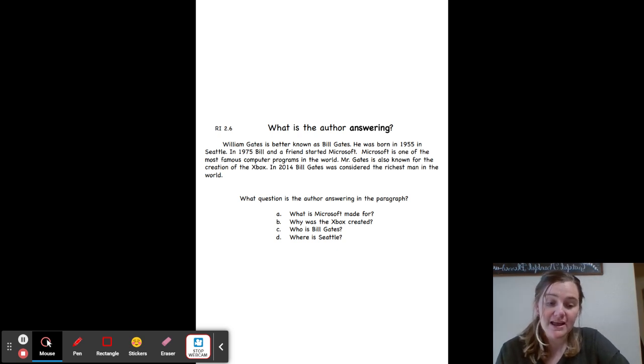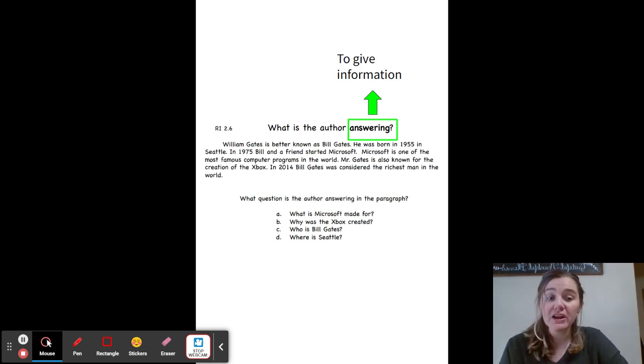After I've given them some time, probably about 3 or 4 minutes, I would review it with them, and we would look at some details together to help us figure out what it's answering. First, we would review that when we're answering something, they're giving us information. So we're going to see what kind of information we were learning in this passage.